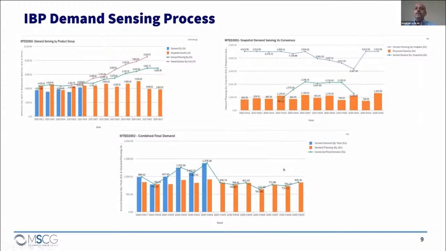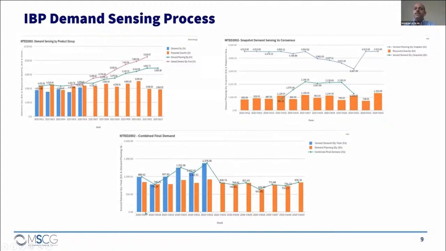The third one is a combined final demand, which is one of the standard key figures. Here we are trying to show the sense demand and demand planning quantity. Sense demand is in blue bars and demand planning quantity is in orange bars.